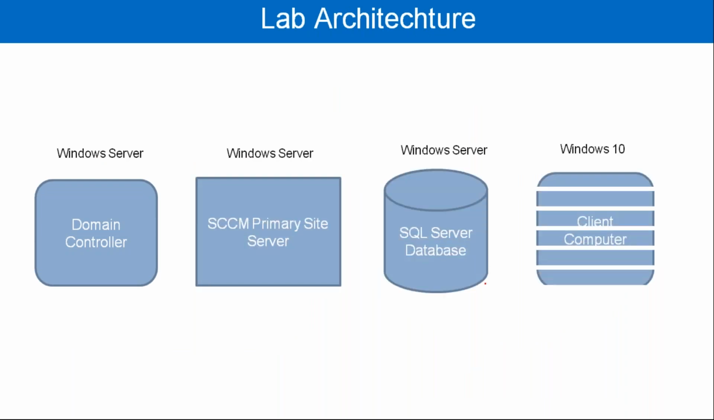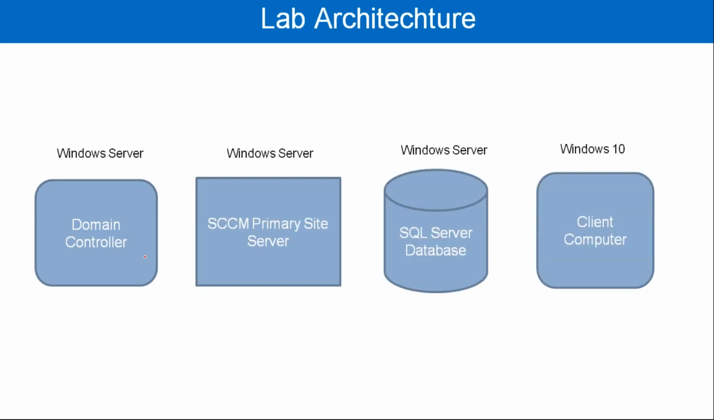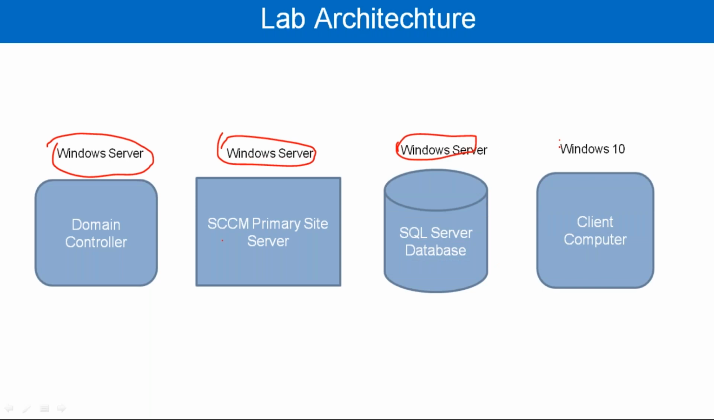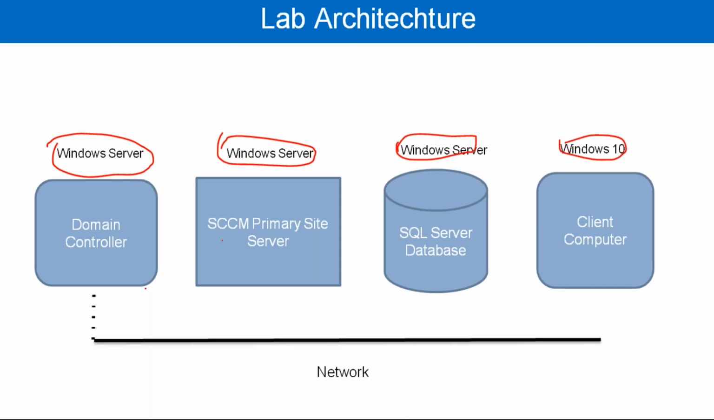This is going to be our lab architecture. So we'll have 3 Windows servers and 1 Windows client computer. And all these Windows servers will be talking to each other on the same LAN network.